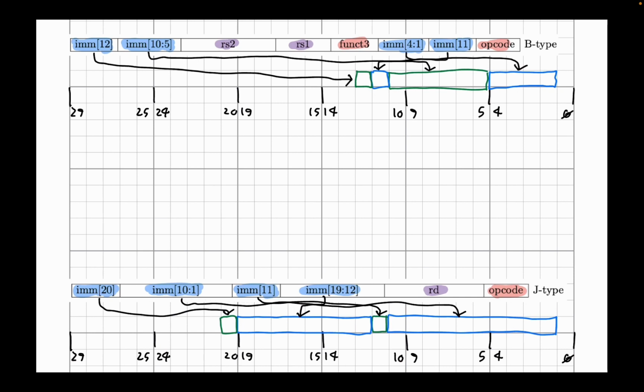It makes the hardware significantly simpler because it means that the bits of the immediates are generally in the same positions, and it also makes it much easier to sign extend because that most significant bit is always in bit 31.